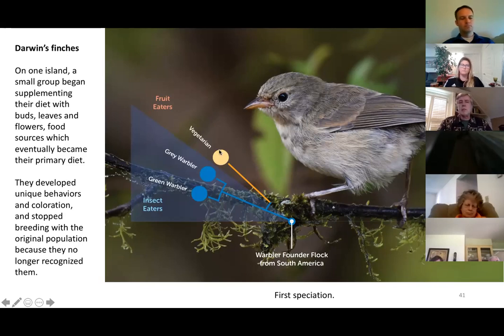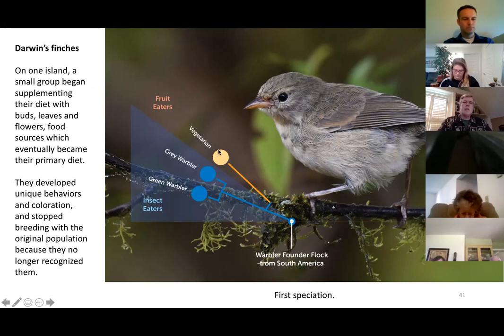Maybe because there was an El Nino event and there weren't enough insects. So rather than just lay down and die, they said, well, we'll eat whatever's here. And so they tried different foods, and pretty soon those foods, buds and leaves and flowers, became the mainstay of their diet. And as a result of that, they developed different behaviors, different songs. They started to look different because food affects all sorts of physiological aspects of an organism.